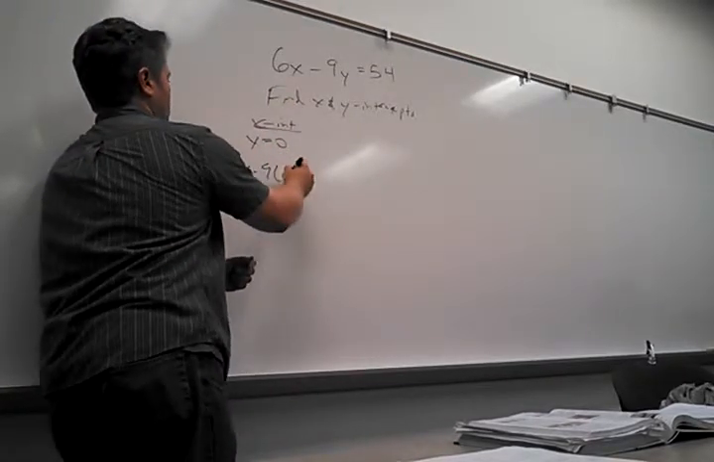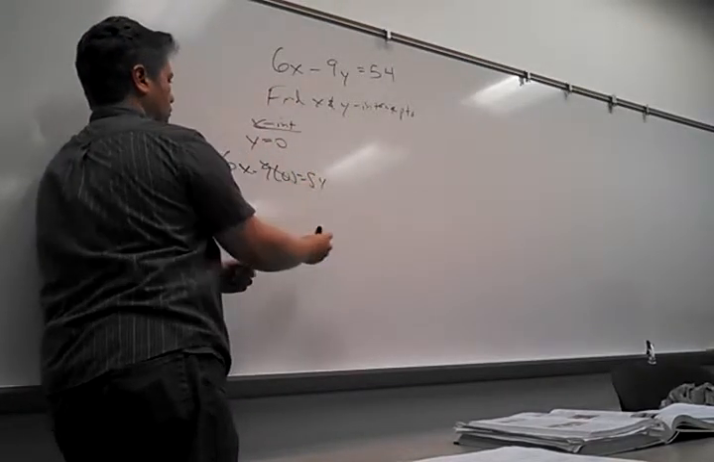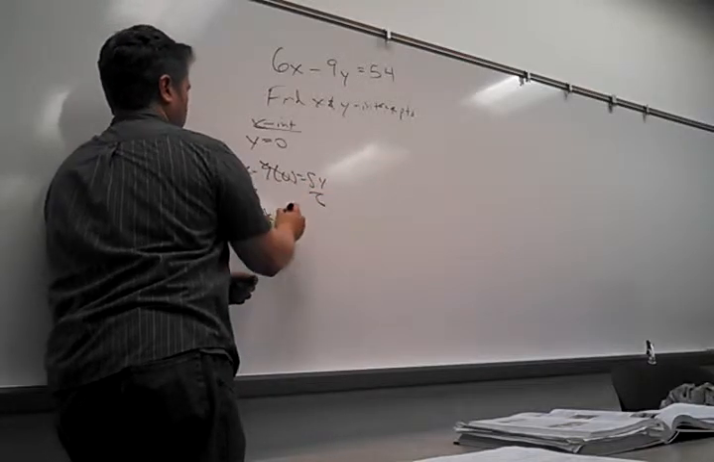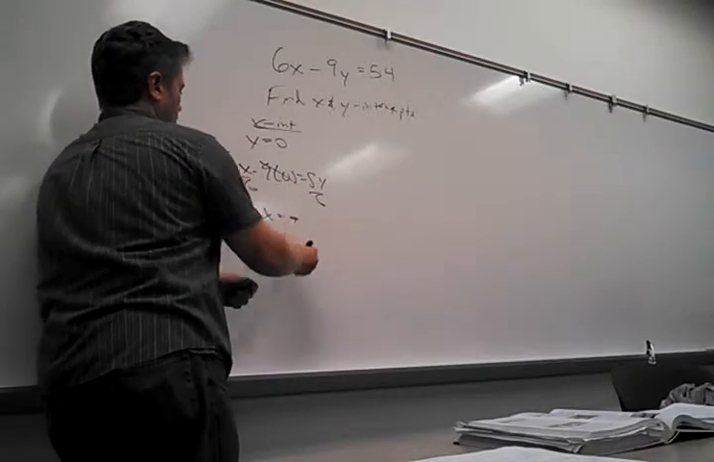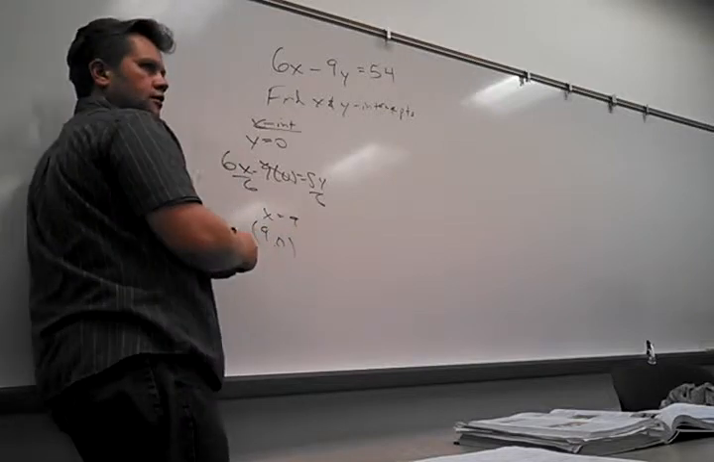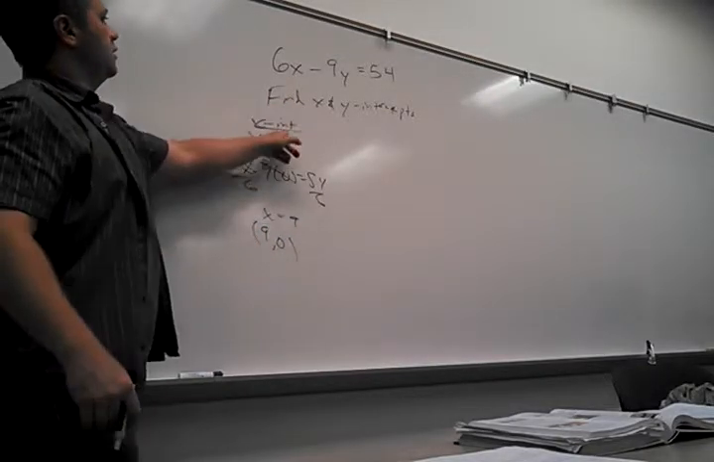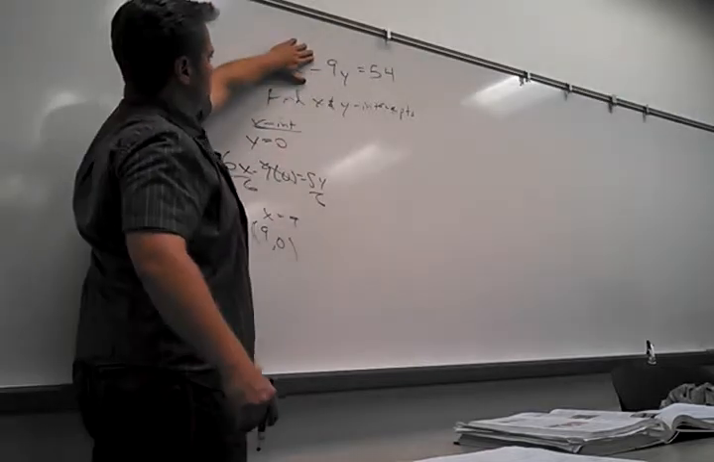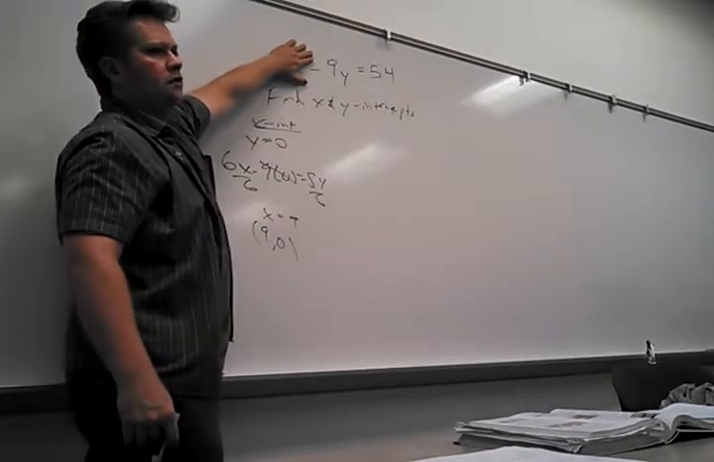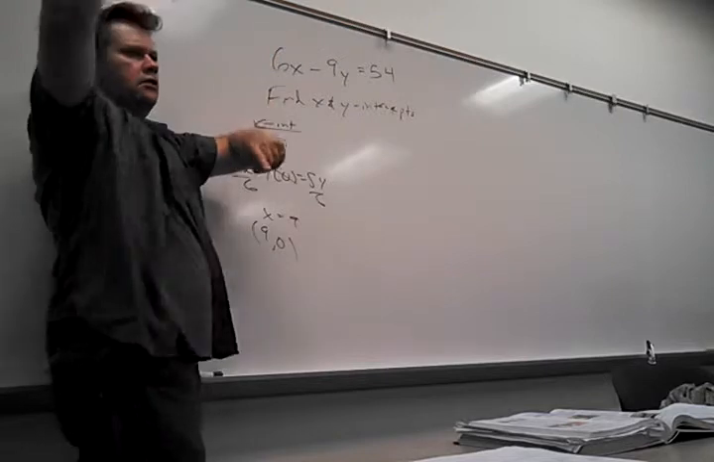So then you throw in there y equals 0. That piece goes away. Divide by 6. So your x-intercept would be 9, 0. Cool. And then do the same thing for the y-intercept. You make x 0. Divide by -9, and y equals -6. Just plot those and connect them.